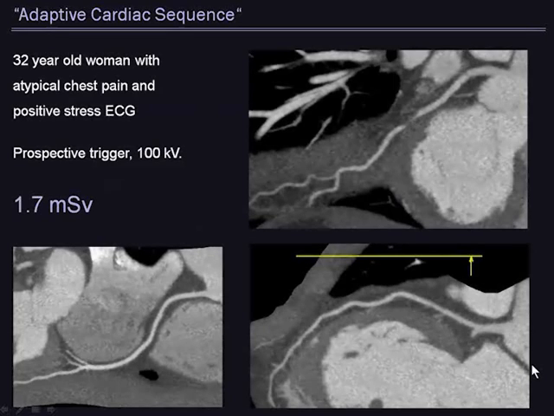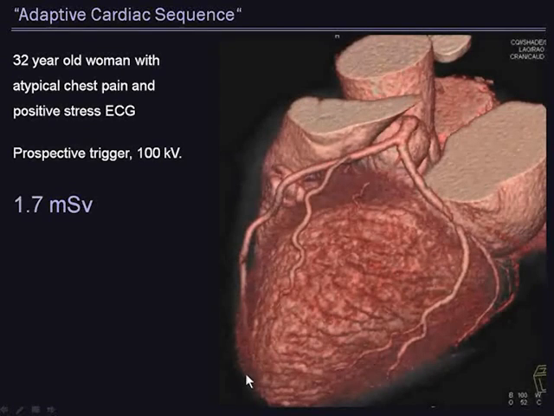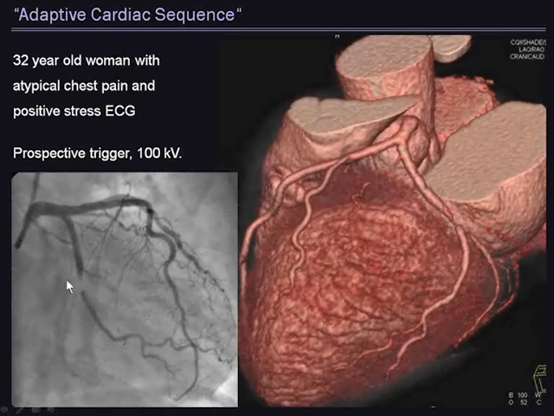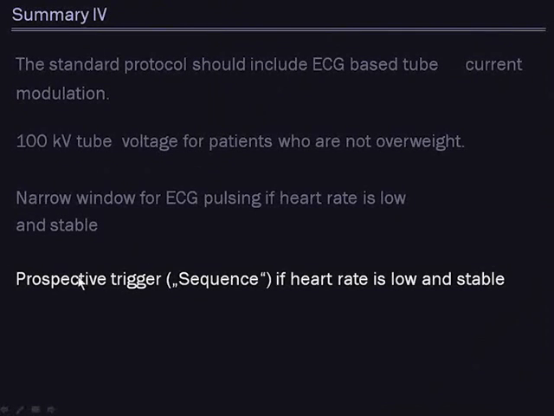Here's an example of a patient studied by dual source CT. You can see it's a young woman, and in young women we want to be especially cautious with radiation dose. 32-year-old patient with atypical chest pain, prospective trigger, step and shoot acquisition or sequential mode, 100 kV tube voltage, and the dose was 1.7 millisieverts. And you can nicely see a high-grade stenosis in the left circumflex coronary artery, while the right coronary artery and the left anterior descending coronary artery are normal and show no stenosis. Here's a three-dimensional display also showing this high-grade left circumflex stenosis. And this is the corresponding invasive angiogram.